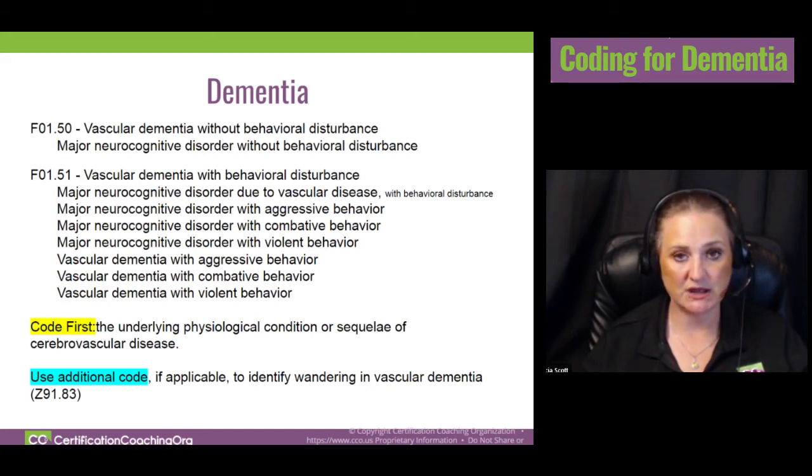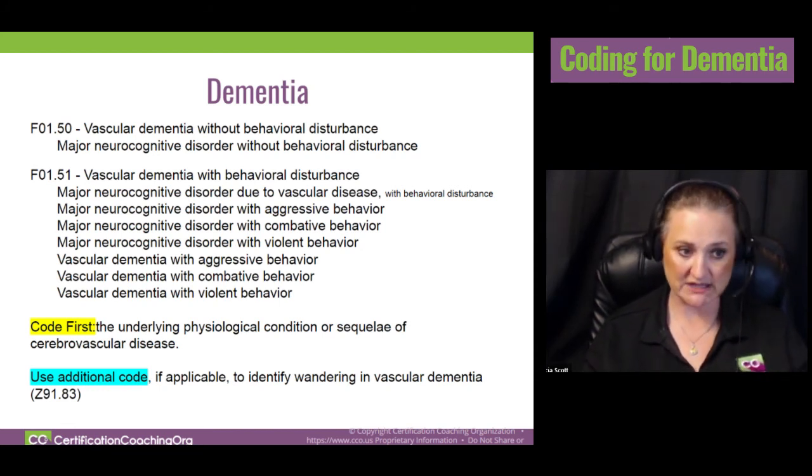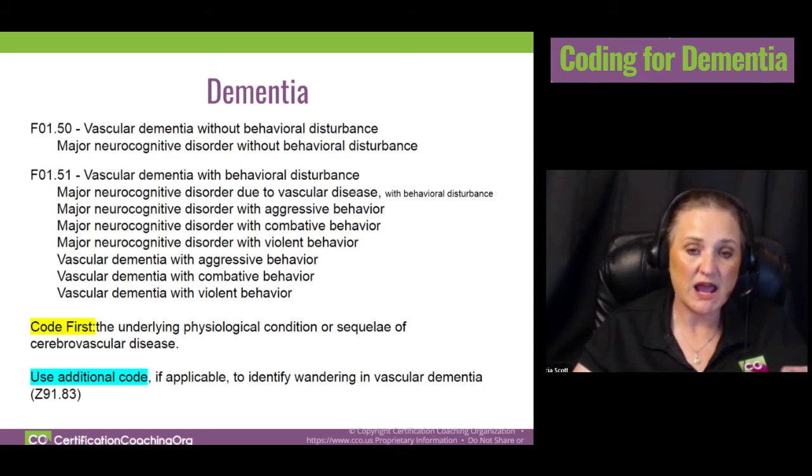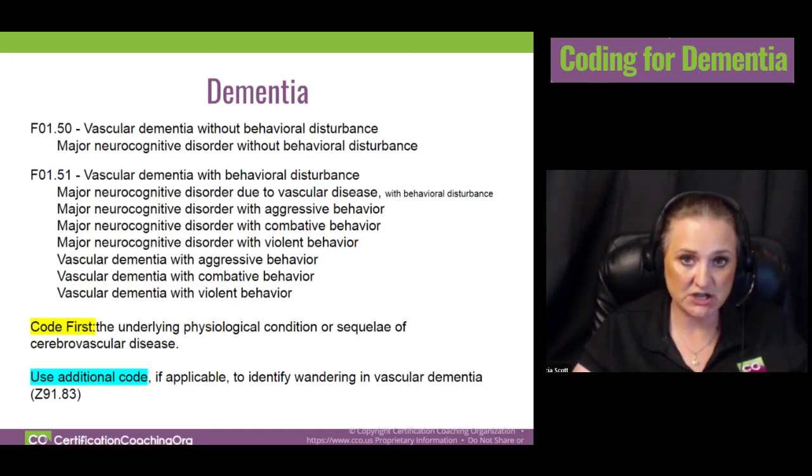Don't code the Z91.83 unless it's documented, right? And they use the term wandering, and that's what it means. They wander off. But again, if it's vascular dementia, then there probably is a reason why they have vascular dementia. Vascular dementia is kind of a broad statement. So what happened to cause the vascular dementia? And use both of those codes to describe what's going on.